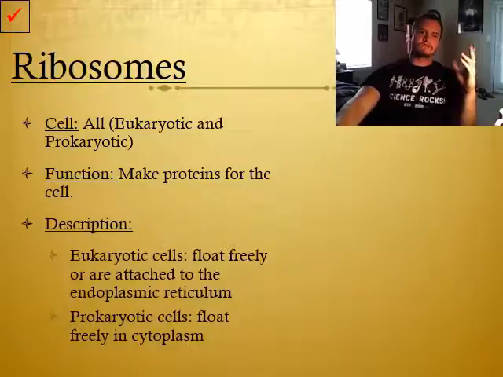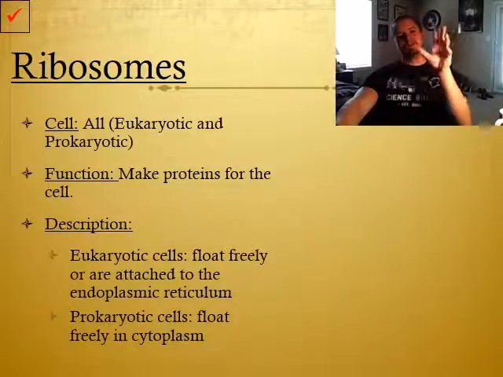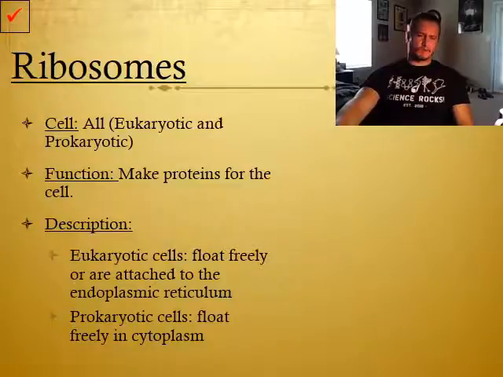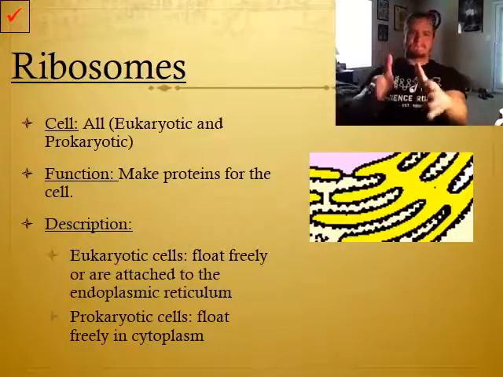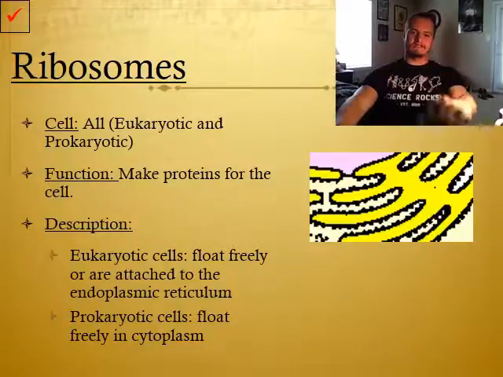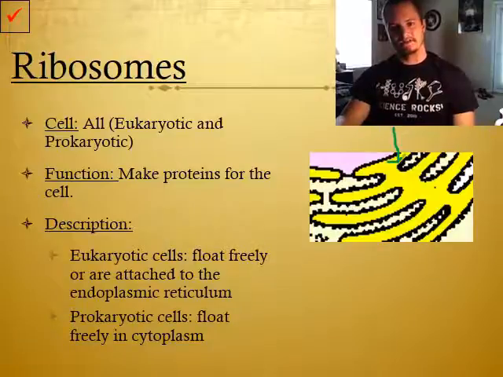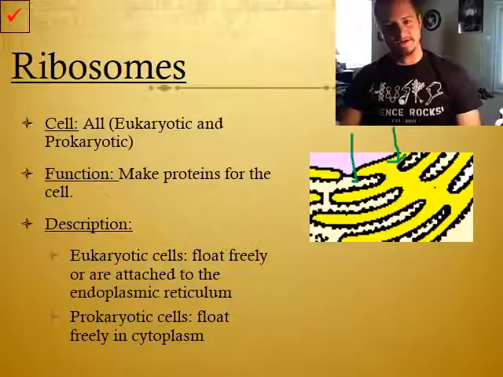So a description of the ribosomes, these are found in eukaryotic cells that float freely or attach to the endoplasmic reticulum, another organelle. In prokaryotic cells, they float freely in the cytoplasm. Float freely. That's way harder to say than it should be. But anyway, so what we have here is an endoplasmic reticulum, this first picture down here. So the ER would be this yellow thing, whereas the ribosomes would be the dots on the outside.